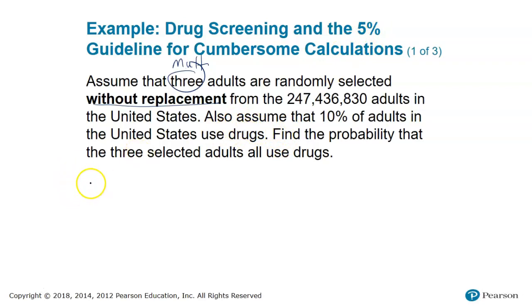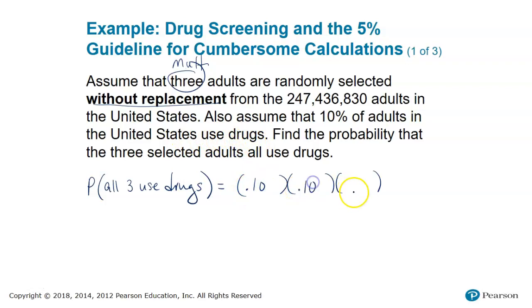We want to find the probability here that all 3 use drugs. So because we're able to treat it as independent, that means each of our 3 factors is going to be the same. So we assume that 10% of adults in the United States use drugs. So each one of these is going to be 10%, since each of the 3 people is assumed to have a 10% chance of using drugs, which is the same as 0.10 to the third. And so we get 0.001 as our answer.